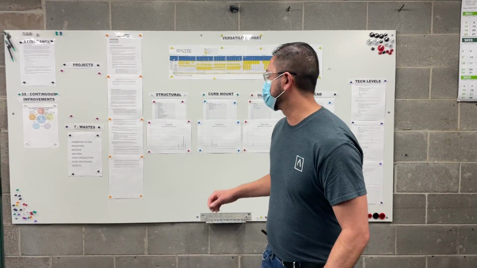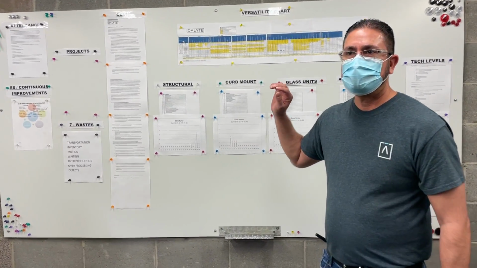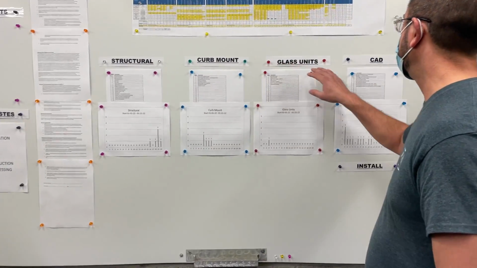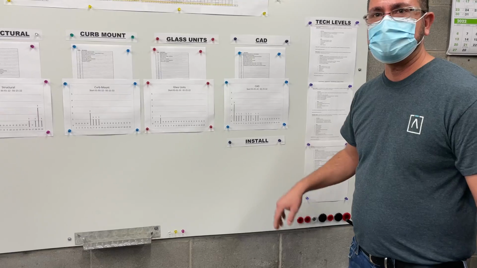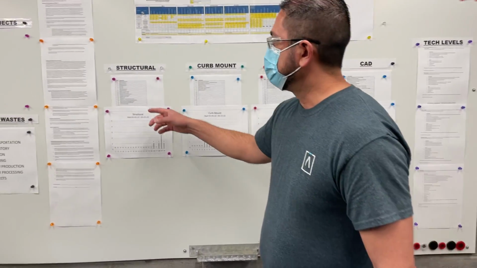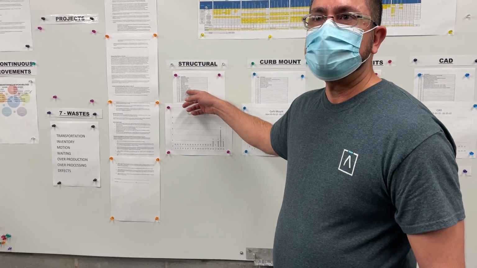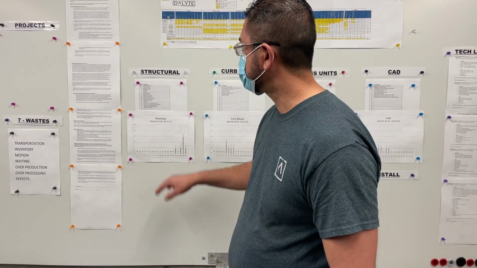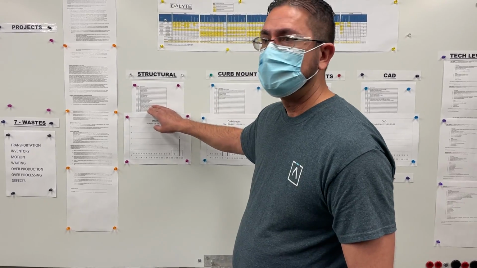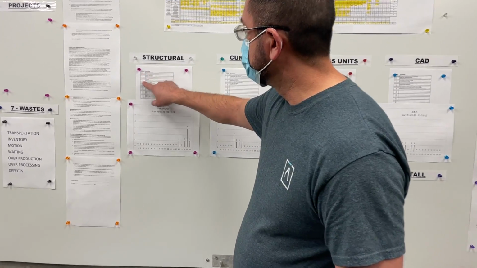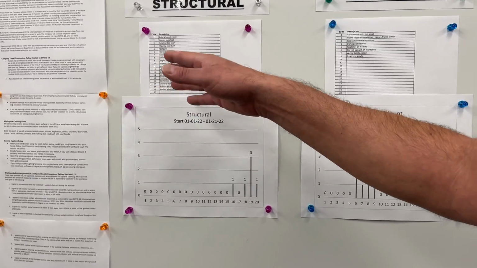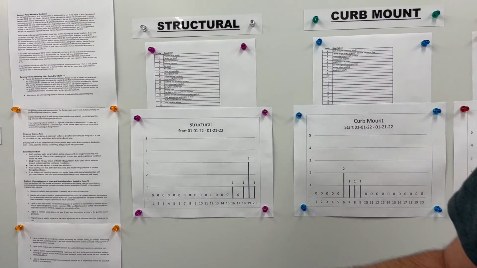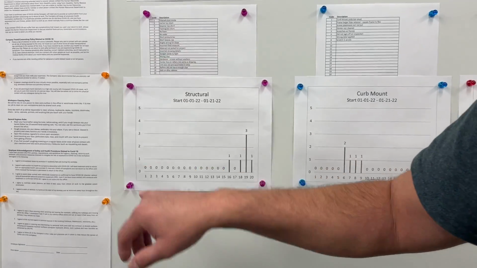Floor, guys, for just how we get better, okay? So you can see here we've got structural, curb mount, glass, CAD, and then there's install here, okay? So these codes here for structural, we pulled off of the field assessments that you guys did in 2021, okay? So these were all issues. So you can see I've got codes here 1 through 20, and we may add more as we go. Hopefully we don't, right? We don't want more problems, or I should say opportunities.